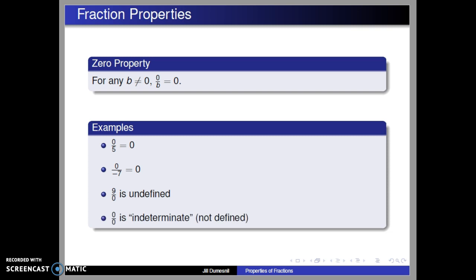0 over 0 is called indeterminate, or is also undefined. When the denominator is 0, the fraction is undefined, regardless of the value of the numerator.